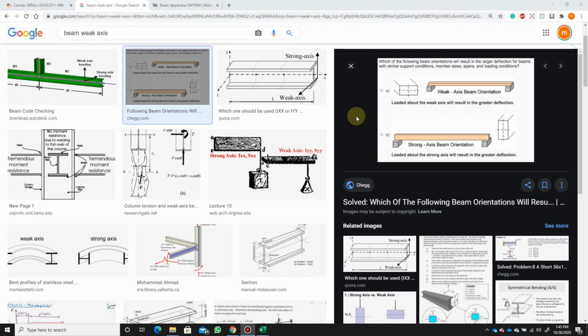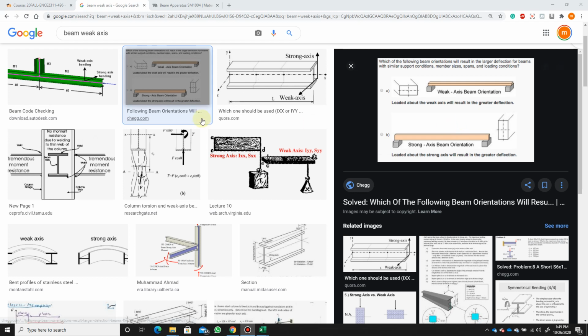It doesn't matter if you're looking at the beam or column. It all depends on the loading conditions. So assuming that we are looking at the beam, I'm looking at the weak axis and the strong axis. We look at the weak and strong axis in the column buckling scenario as well. But you can see the weak axis beam orientation. If you use this orientation, you're going to see too much deflection. But if you use the strong axis beam orientation, then you will reduce your deflection.